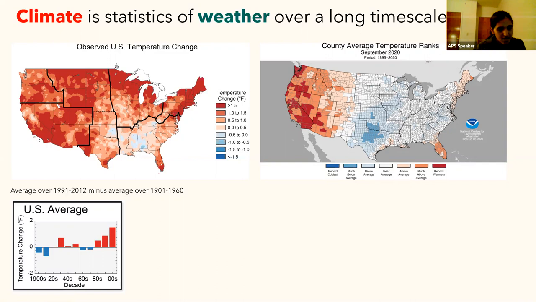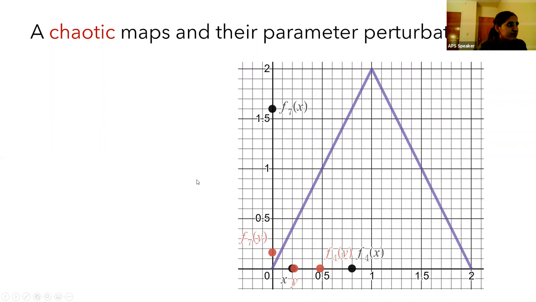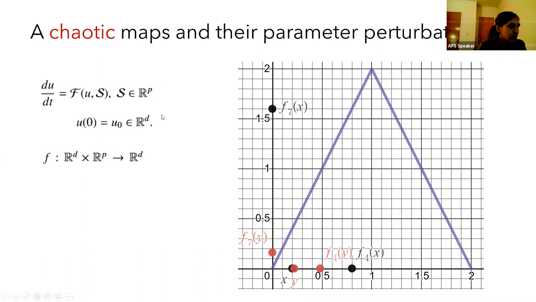So let us set up our problem. We have a set of ODEs, some governing equation, du/dt equals f of u, s, where u is a d-dimensional state vector and s is a parameter vector. We'll discretize this problem. So little f is a time discrete version of the ODE. So it takes a state vector u and maps it to the next time step.